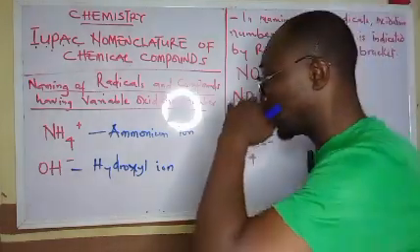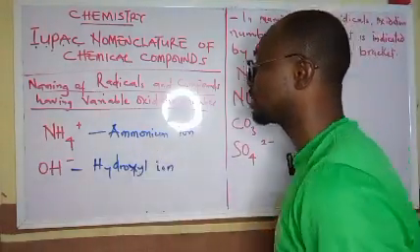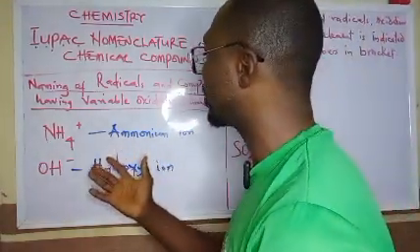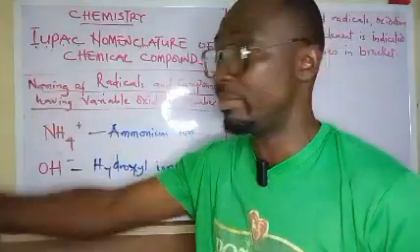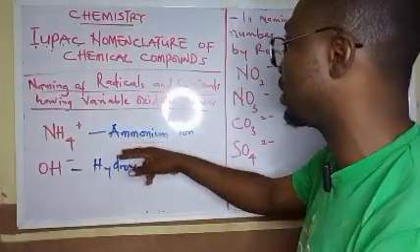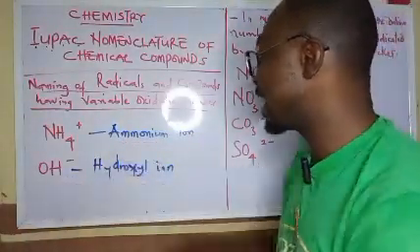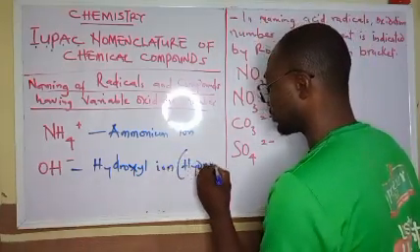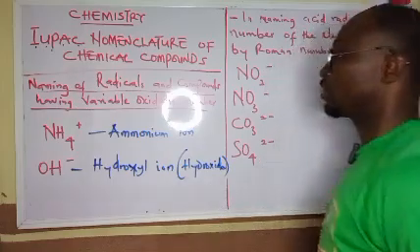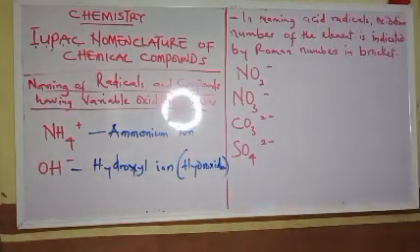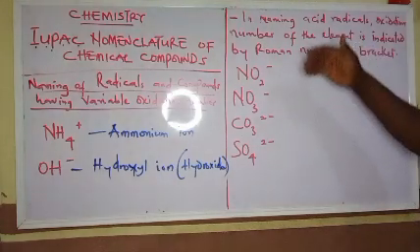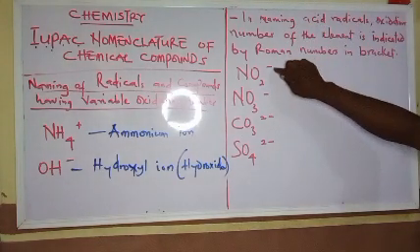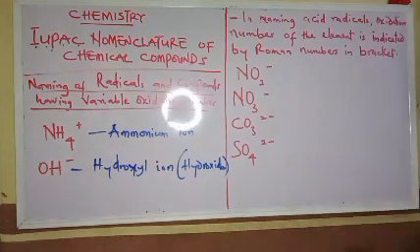So now, if you look at these two radicals, anytime they are in combination with an element, what ends in this will be ammonium. What ends in this will be hydroxide. Now in naming, we have what we call acid radicals. Acid radicals are radicals that carry a negative charge. You can see all of them carry a negative charge.